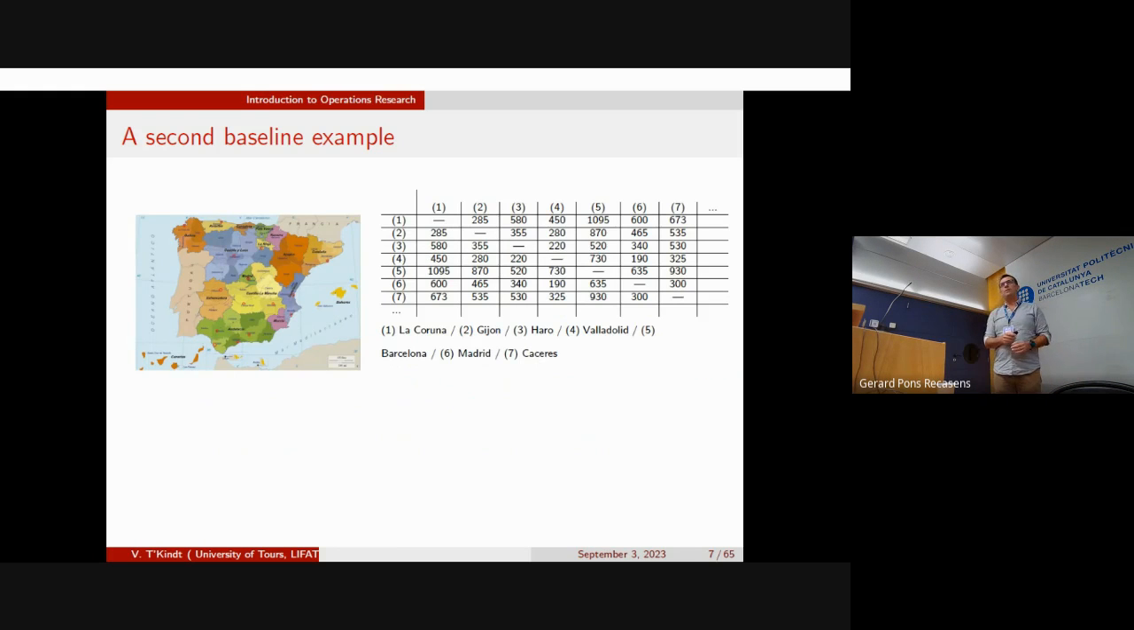So you have to visit cities in Spain, and you have that matrix of distances between cities. So here's a map. I don't know if you see clearly, but you have red points here corresponding to the cities that you have to visit, which are also summarized here. 1 is La Coruña, 2 is Gijón, 3 Arrow, and so on. And you have the distances here. And I ask you the same question.